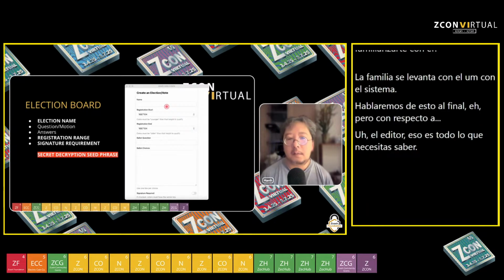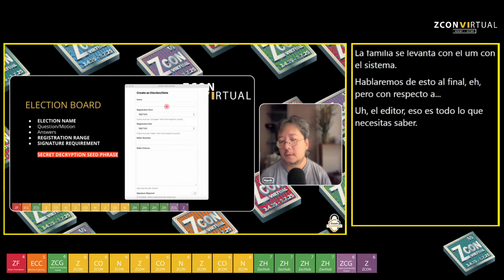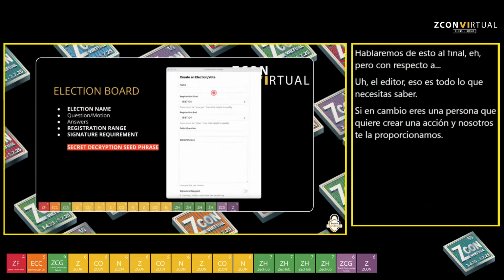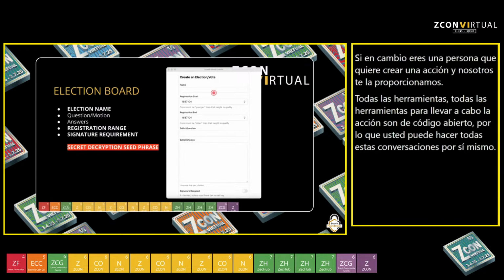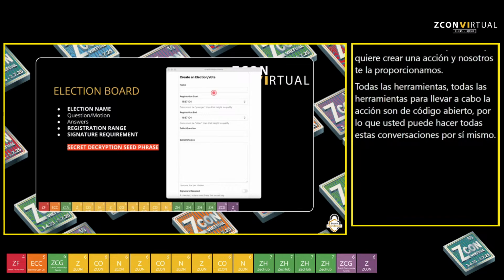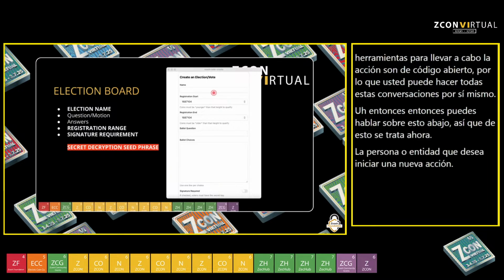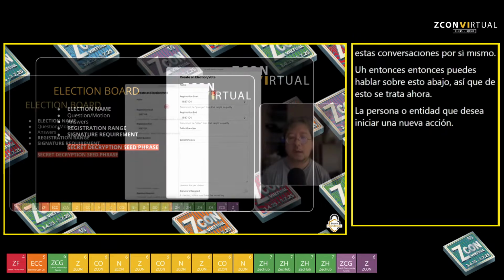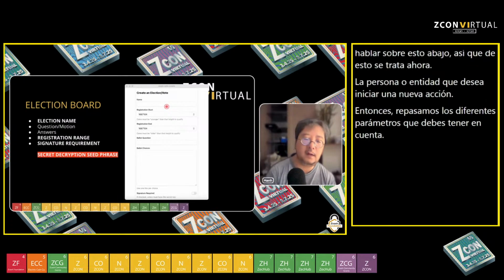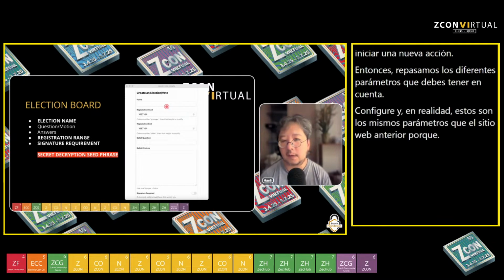If instead you are a person who wants to create an election, we provide all the tools, and they are open source, so you can do all this by yourself. Let's talk about this now. This is about the person or entity who wants to start a new election. We go over the different parameters that you have to set up. These are essentially the same parameters that we have seen before, because it's the same stuff that voters will see on their ballot.